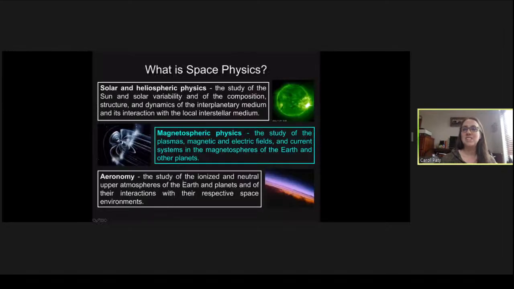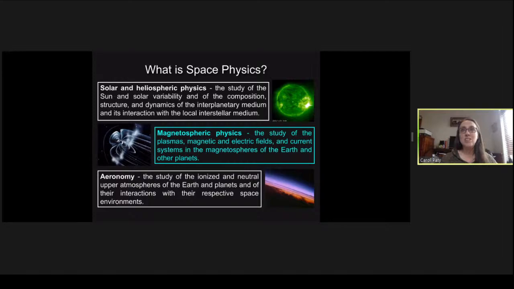So, what is space physics? And again, I know that you all come from different backgrounds. Broadly speaking, space physics can be broken into three categories. We can think about it as being solar and heliophysics, and this is the study of the sun, solar variability, the sun cycle, the structure and dynamics of the solar wind as it propagates throughout interplanetary space in our solar system. And then finally, its interaction with the interstellar medium, what we call the heliopause, or the edge of our solar system, the edge of the region around our star that's dominated by our star's wind.